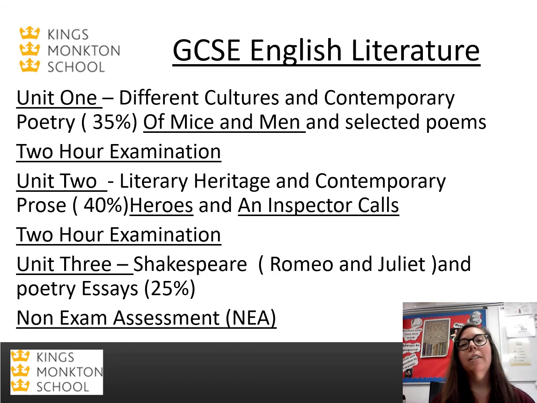Moving on to GCSE English Literature. GCSE English Literature, similar to language, consists of 3 units. Unit 1 is the first exam, which is worth 35% of the overall qualification, and it is different cultures and contemporary poetry.